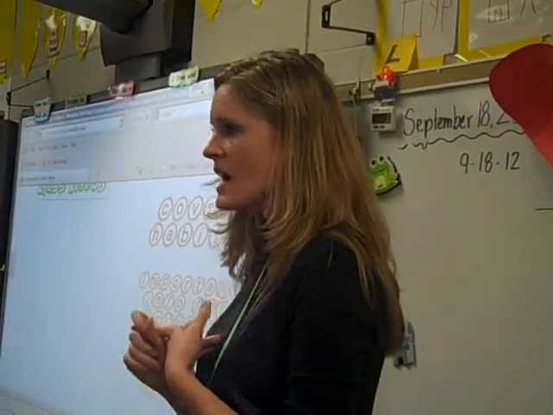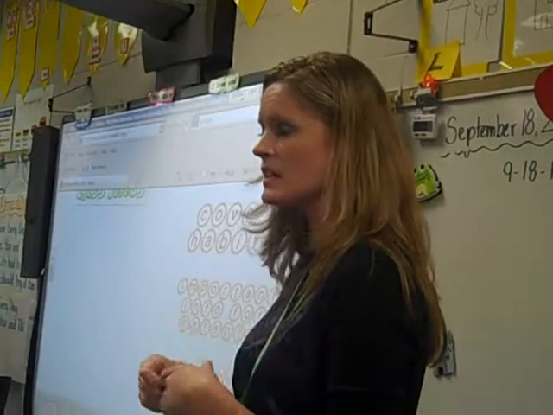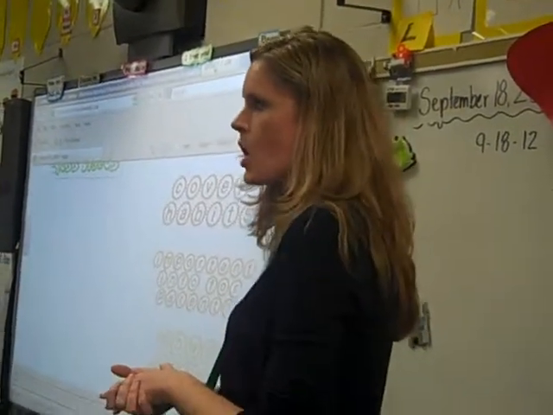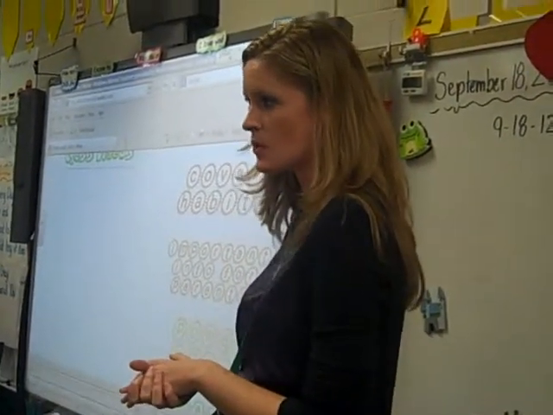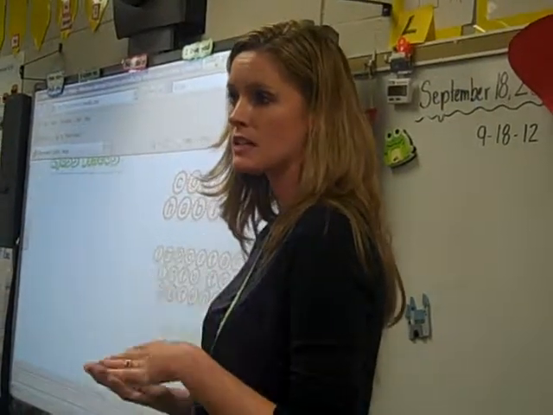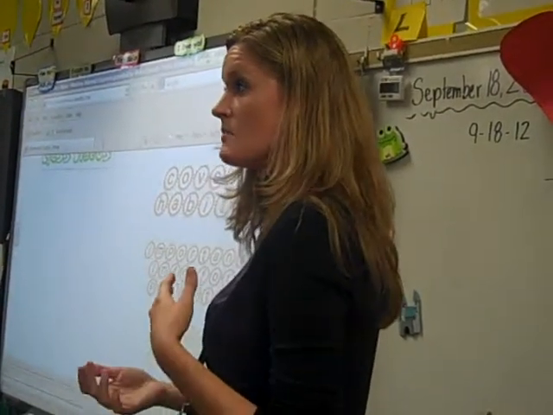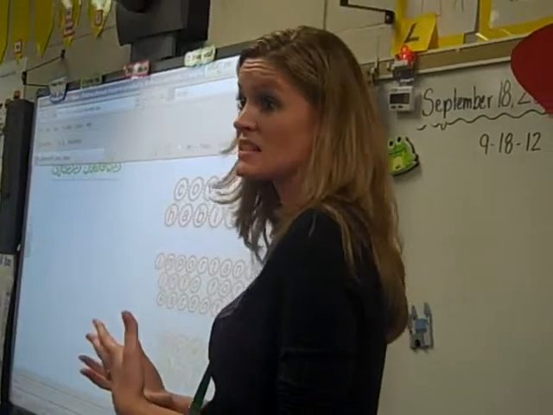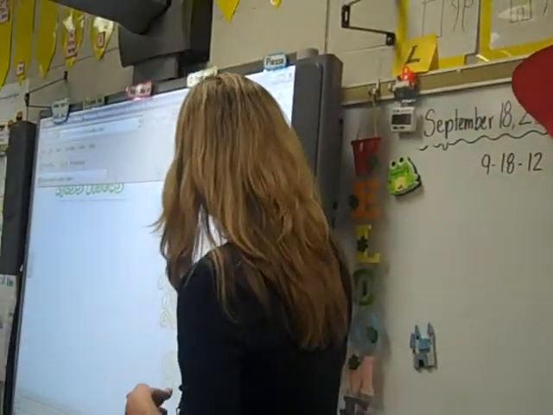We have different math groups and different skills that will be starting, and those math stations will be starting hopefully the first week of October, because we really want to get all those routines and procedures down so that they know what to do and that they can be successful in that.